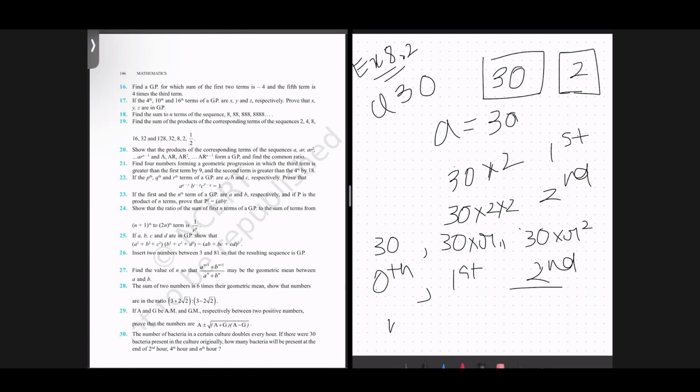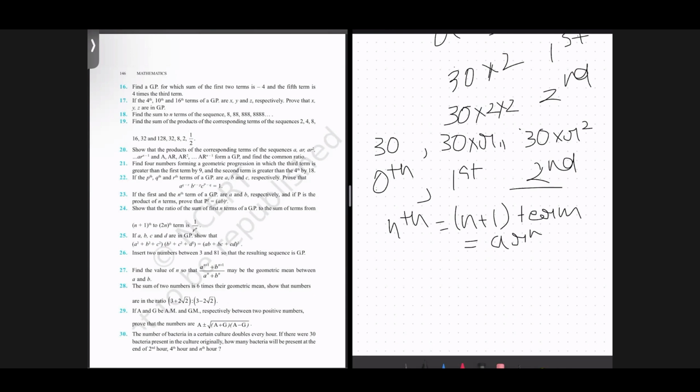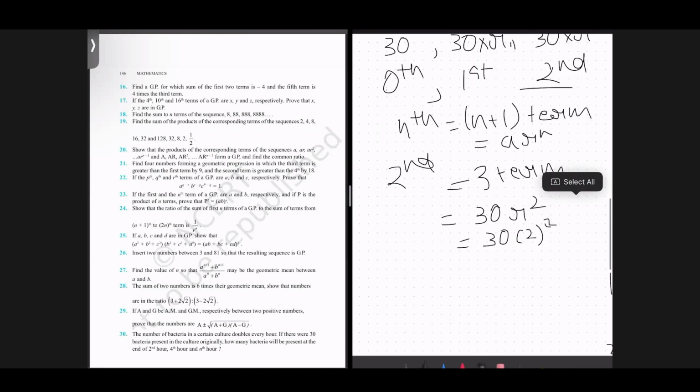So at the end of nth hour, you are at the n plus 1 term, which is going to be a r raised to the power n. This is the equation that you are going to follow for this particular question. So for the end of second hour, you have the third term in the GP, and that term is going to be 30 r square, and that is nothing but 30 into 2 square. 2 square is nothing but 4. 30 into 4 is 120 bacteria.